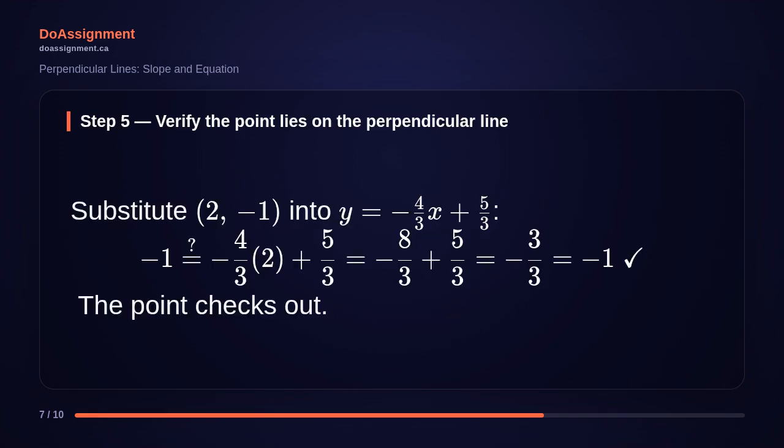Let's verify our answer by plugging x equals 2 into the perpendicular line equation. -4/3 times 2 is -8/3. Adding 5/3 gives -3/3, which simplifies to -1. That matches our y value, so the point checks out perfectly.